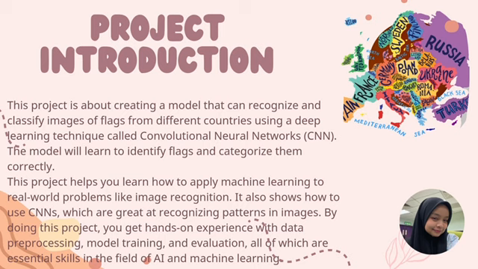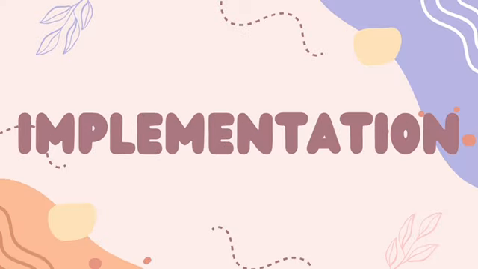Why did we do this project? This project will help you learn how to apply machine learning in the real world, like image recognition. It also shows how to use CNNs, which are great at recognizing patterns in images. By doing this project, you get hands-on experience with data preprocessing, model training, and evaluation, all of which are essential skills in the field of AI and machine learning.